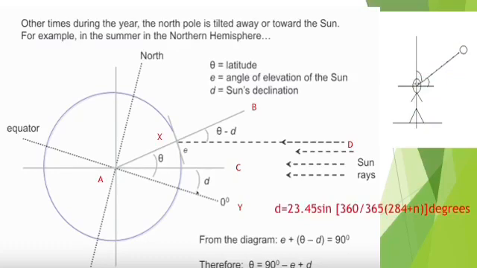Say I'll take 5th of October, right? From January 1st till 5th of October, I'm going to count all the days and I'm going to simply substitute those days in place of n, and I'll get the sun's declination. So if you find sun's declination, simply write over there in the formula and you'll get the latitude of a place.